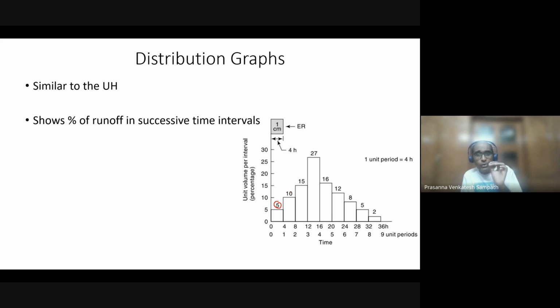Now, what you can infer from a distribution graph is something that's very interesting. Now, a distribution graph can be used to infer the unit hydrograph and also a direct runoff hydrograph. Okay, so the distribution graph is not just useful in terms of figuring out the unit hydrograph of a catchment. You can work backwards also. You can also use it to identify the direct runoff hydrograph. You don't have to go through 2 steps, right?